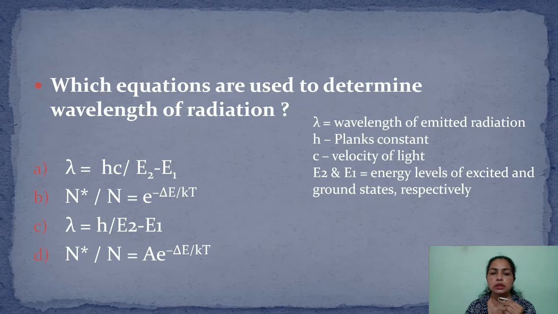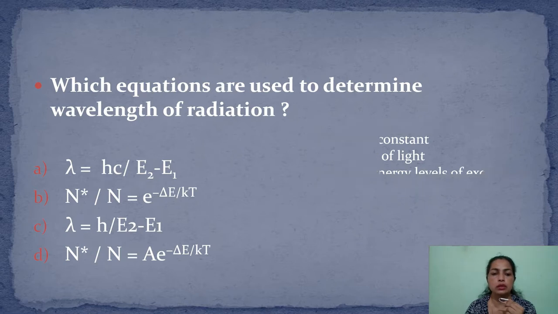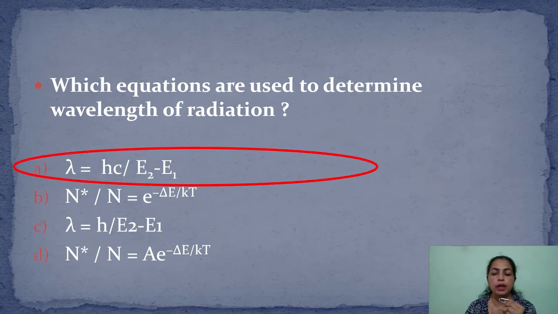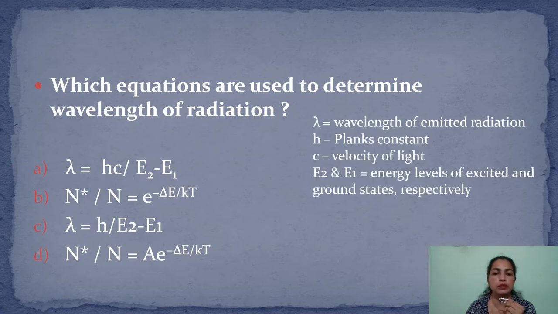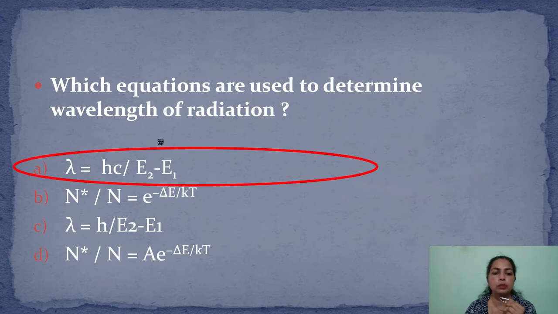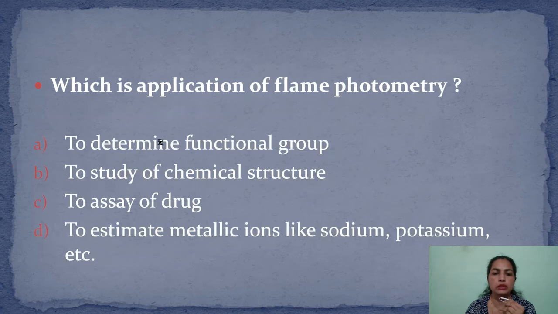Then the next one is which equations are used to determine wavelength of radiation. In this case, the correct option is lambda, and we will see what its meaning is. Lambda is the wavelength of emitted radiation, h is Planck constant, c is the velocity of light, E2 and E1 are the energy levels. E2 is for excited and E1 is for the ground state. So option number A is the right equation.